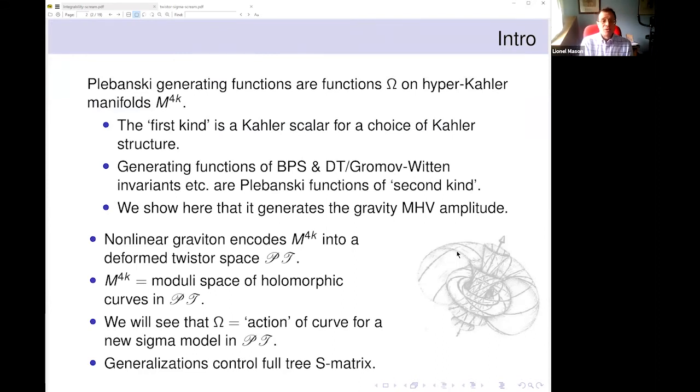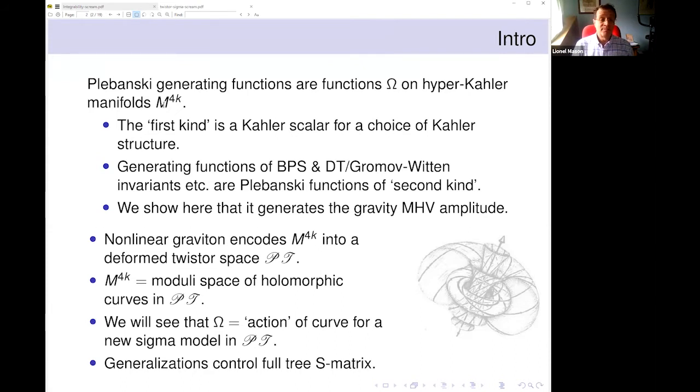Okay, so what's the general topic? I'm talking about concepts that go back nearly 50 years. I'm going to be talking to a large extent about Plebanski generating functions. These are functions on hyperkähler manifolds. These are 4k-dimensional manifolds with reduced holonomy, in general Riemannian manifolds, with holonomy in Sp(k). I'll focus on the Plebanski generating function of the first kind, although the ideas apply equally to both kinds, and although the ideas apply to full hyperkähler manifolds, I'm going to be focused on the four-dimensional case.